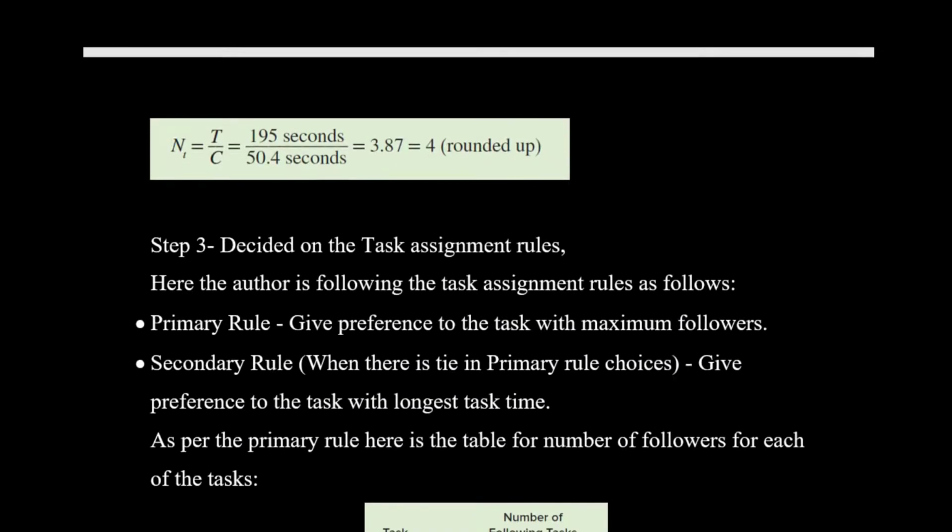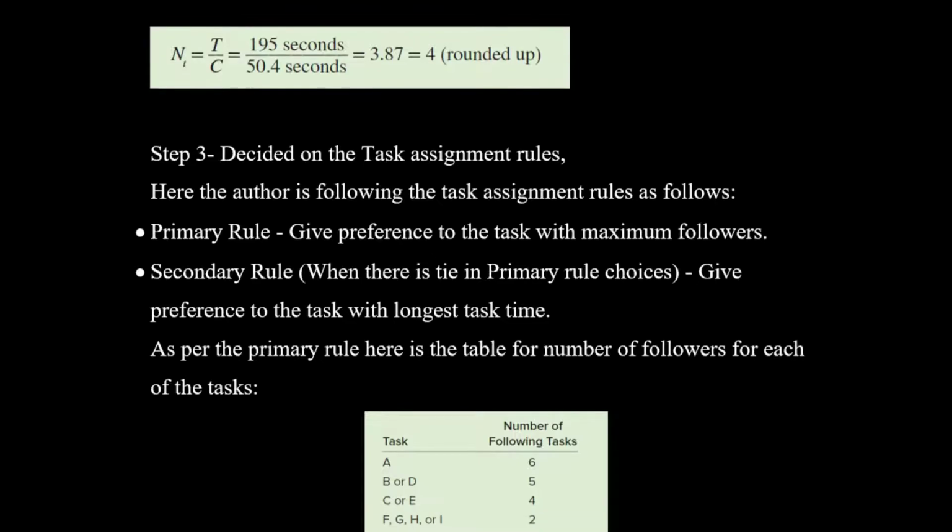So based on this, the theoretical number of workstations: because we have 195 seconds as the total task time and the cycle time is 50.4, when we divide, you get 3.87, which is approximately 4. So a minimum of 4 workstations are required to finish the assembly and meet the cycle time.